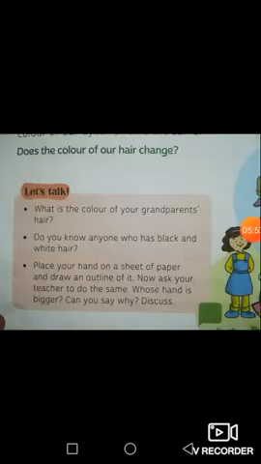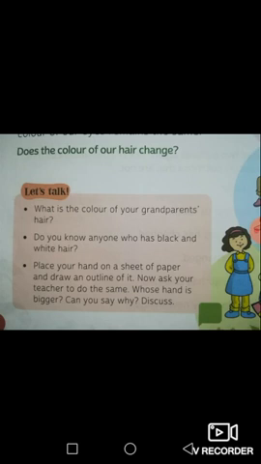Let's have a discussion. What is the color of your grandparents' hair? Have you ever seen your grandparents' hair? How many of you have grandparents? Have you seen your grandparents' hair? What is the color of your grandparents' hair? Do you know anyone who has black and white hair?